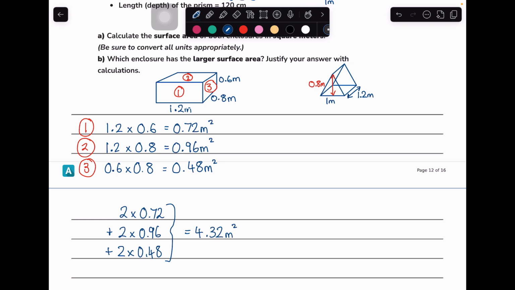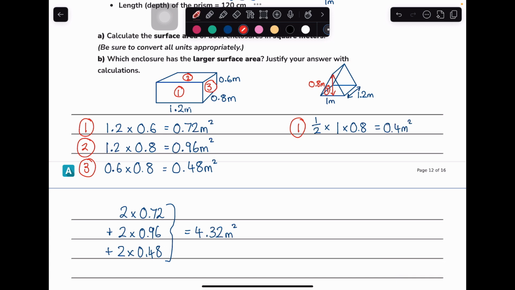Now let's do enclosure B, which is this triangular prism. So I'm going to calculate the sides, my triangle first. So I'm going to call that number 1. So we have a half times the base, which is 1, times the height, which is 0.8. So that would be equal to 0.4.